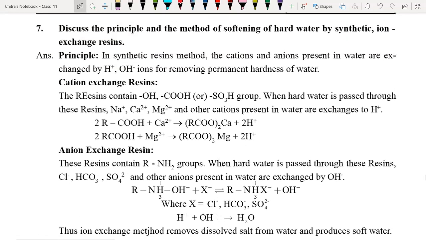Okay, so now we are going to discuss the principle and method of softening of hard water by synthetic ion exchange resins.